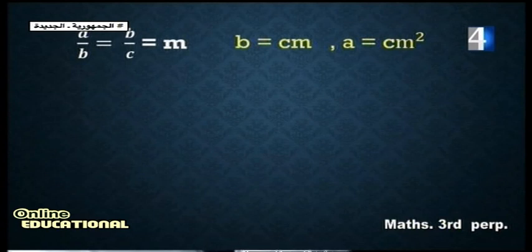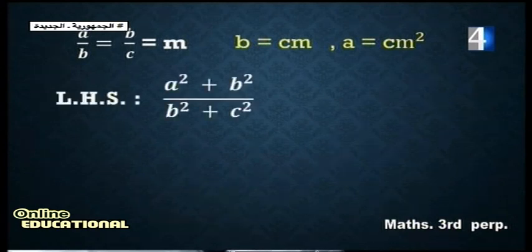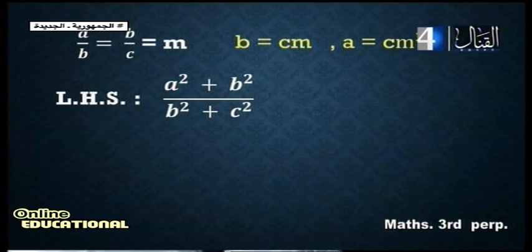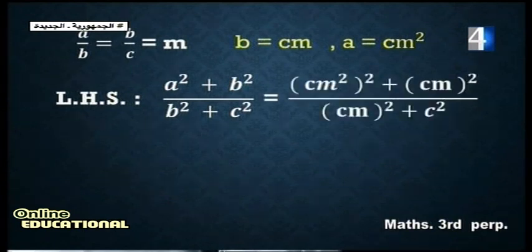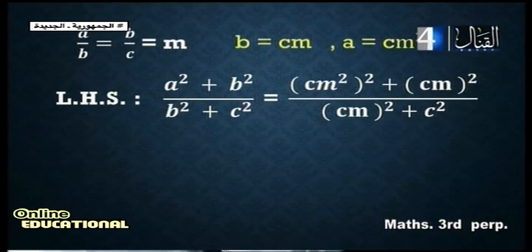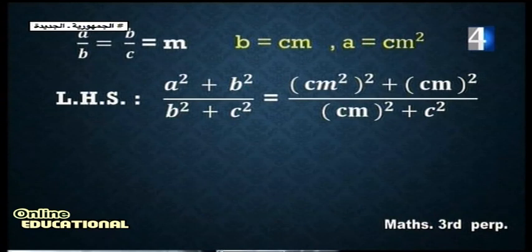By substituting first for the left hand side, which is A to the power of 2 plus B to the power of 2 over B to the power of 2 plus C to the power of 2. By substituting for the values of A and B, then A instead of it write CM to the power of 2, all to the power of 2, plus instead of B write CM to the power of 2, over B, which is CM, all to the power of 2, plus C to the power of 2. Then it is equal to CM power 2 all to the power of 2.